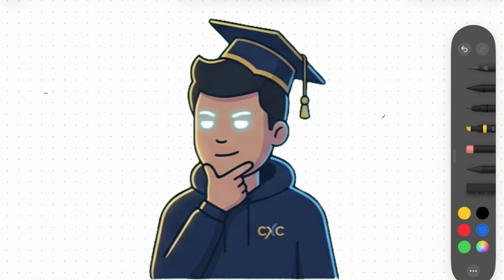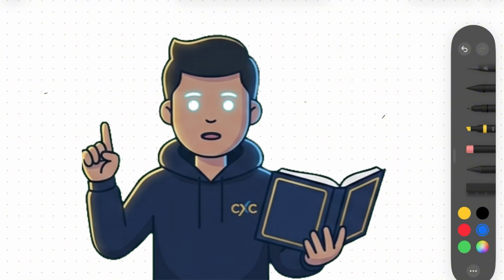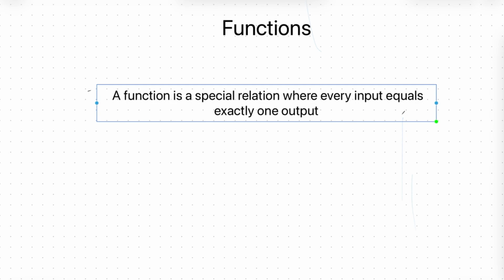So we know what relations are. Now let's get into the big bang, functions. So what is the definition of functions? A function is a special relation where every input equals exactly one output. Well, good thing we're not here for definitions because I know this probably confuses you. So let's delete that. Let's actually start to work out a question.